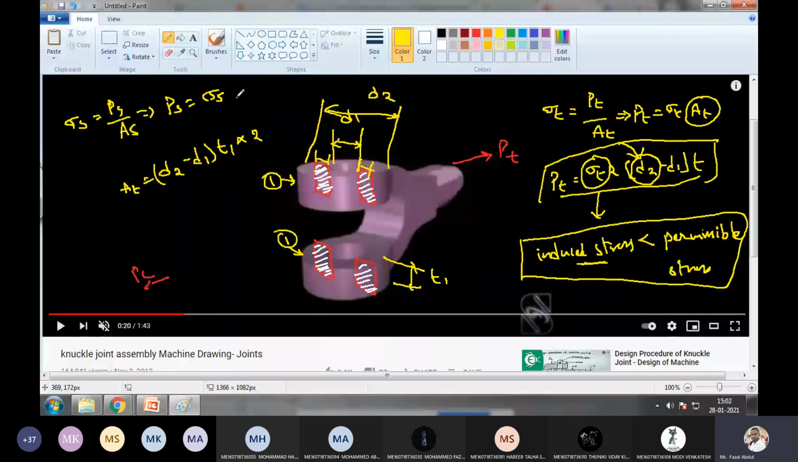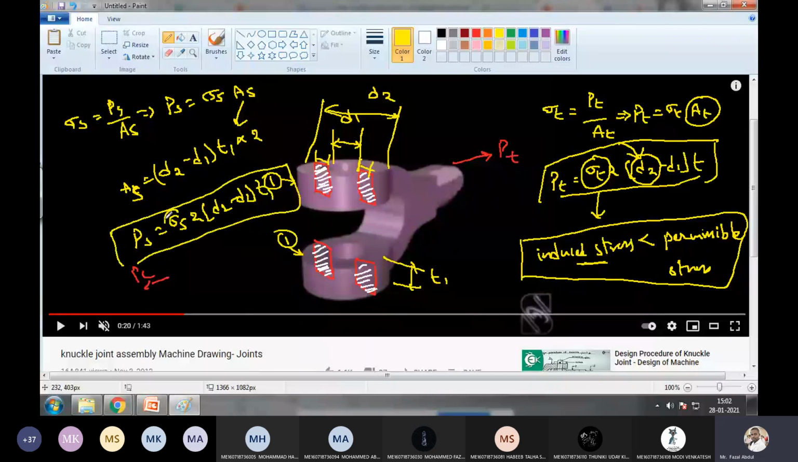Now what is AS here? This one is the AS. So it means PS equal sigma S into 2 into D2 minus D1 into T1. With this equation, sigma S is going to be verified, that is, the induced stress should be less than the permissible stress.